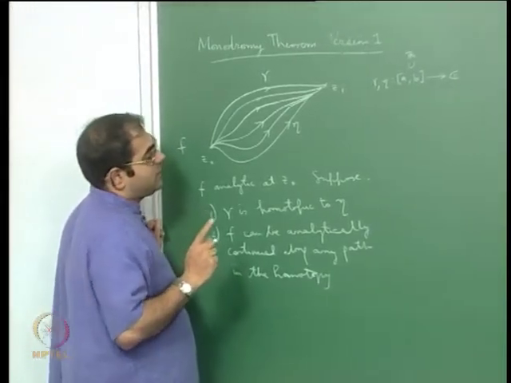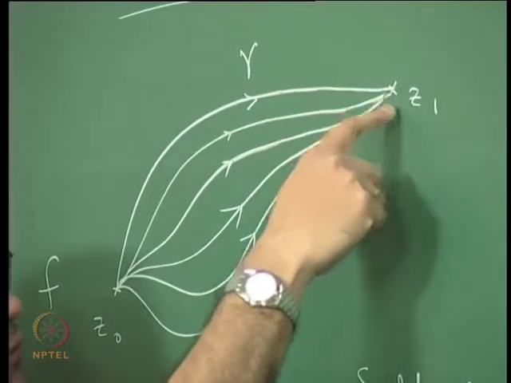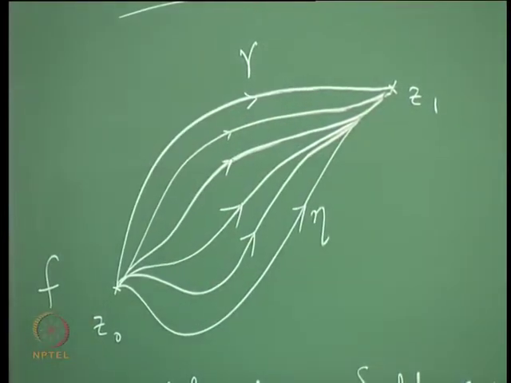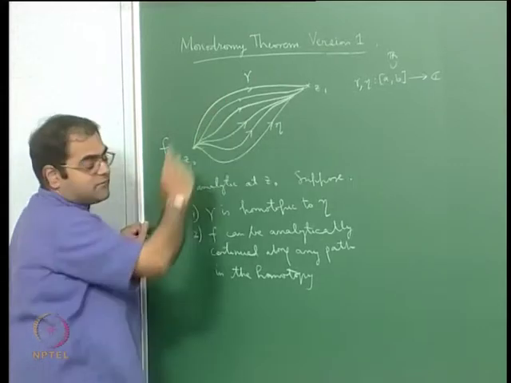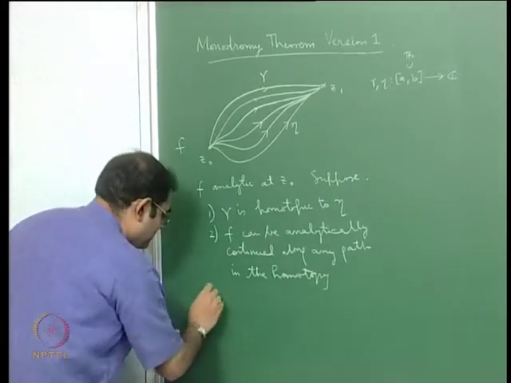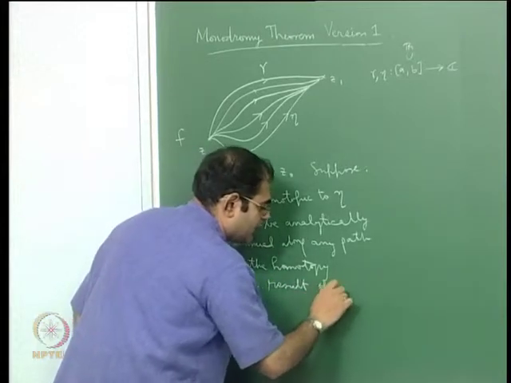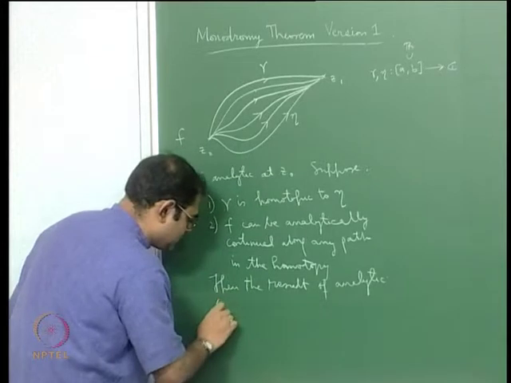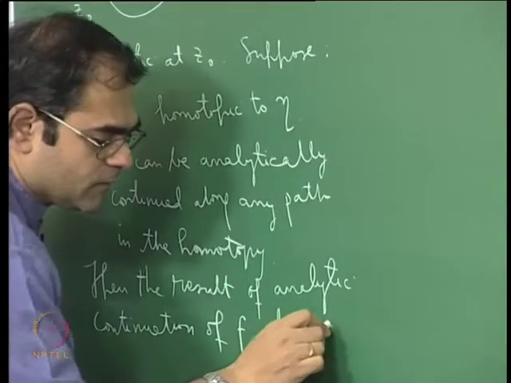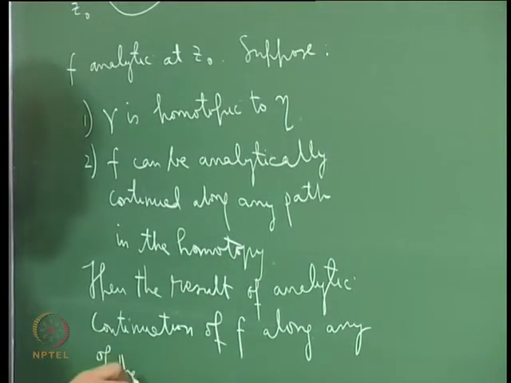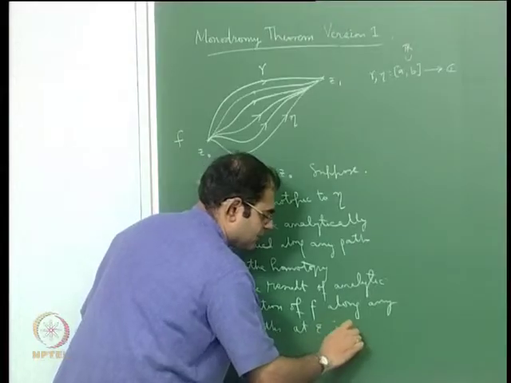But the only question that the monodromy theorem answers is what happens after you analytically continue f along each path, what is the function you get at the other endpoint z1, and the monodromy theorem says that all the functions you are going to get after analytic continuation along any path at z1, they are all going to be one and the same. Then the result of analytic continuation of f along any of the paths at z1 is the same.